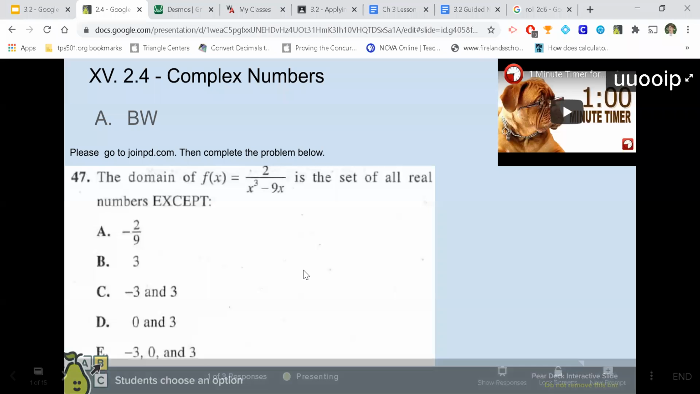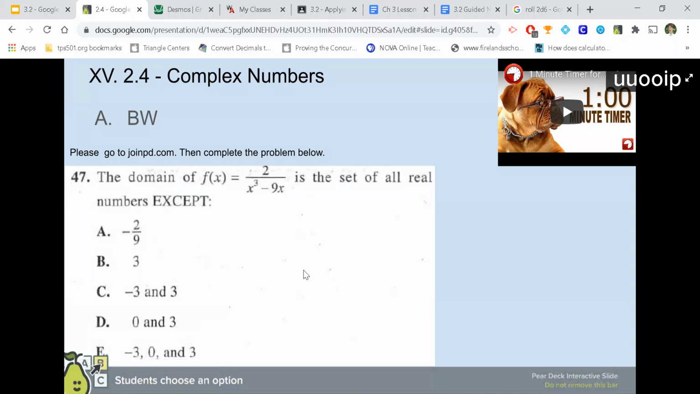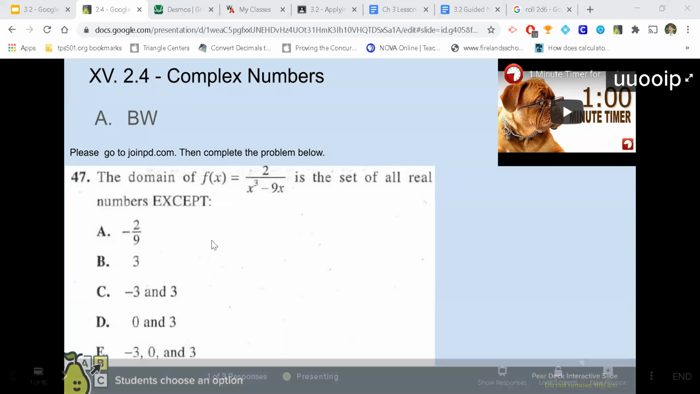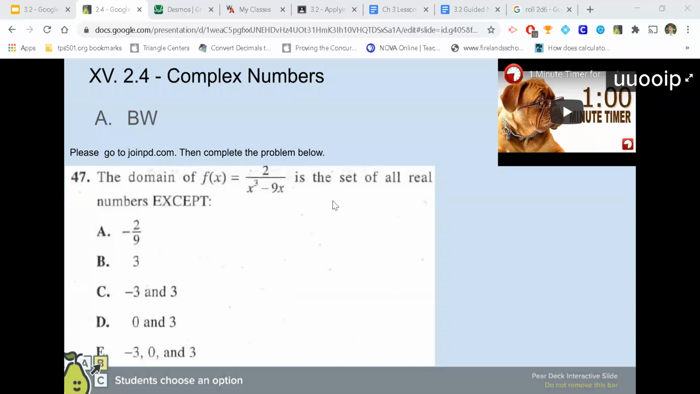Let's get this started. We're going to start out today with an ACT question, a 47. Let's do the math really quick. 47 out of 60 times 36. So that's like if you're looking to get like a 28, 29 on the ACT.